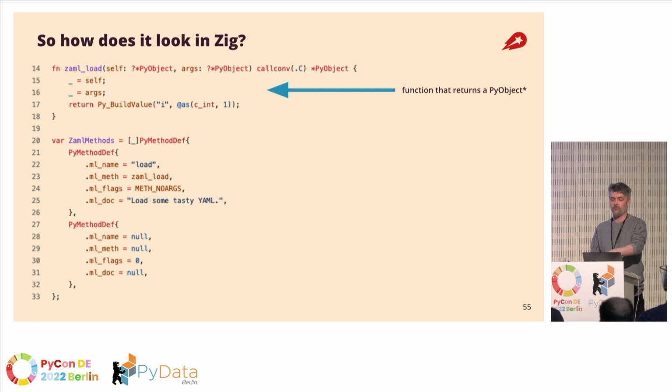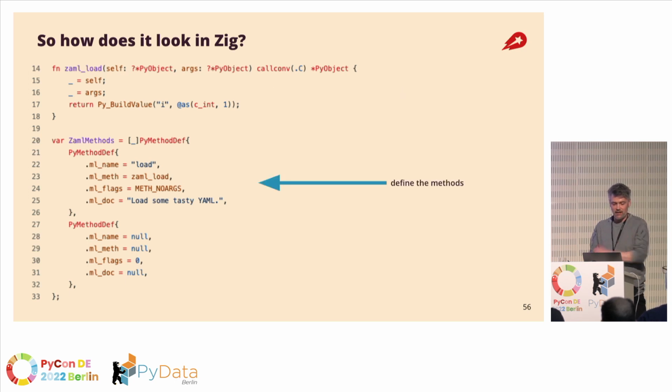And of course, the calling convention needs to be C style, but the return type is the same. It's a PyObject pointer. Another difference between Zig and C is that Zig doesn't permit unused variables, which is why we're assigning self and args to these underscores. And line 17 is pretty similar. We're returning a Py_BuildValue, building an integer, casting the 1 to a C-style integer, and that function does the same.